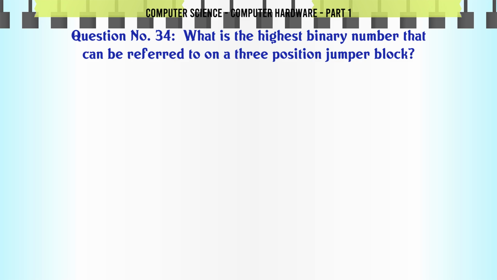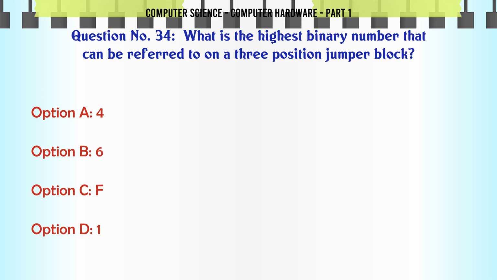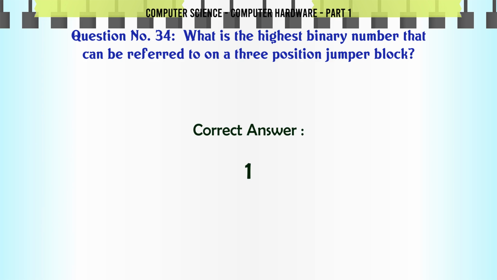What is the highest binary number that can be referred to on a 3-position jumper block? A. 4. B. 6. C. F. D. 1. The correct answer is 1.